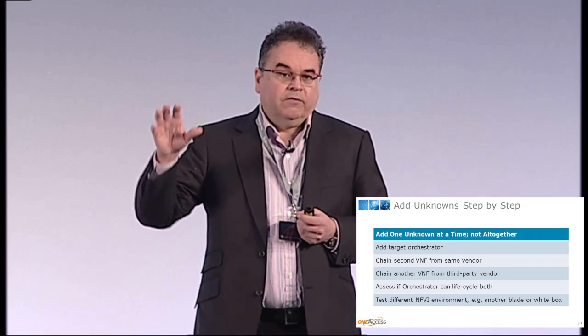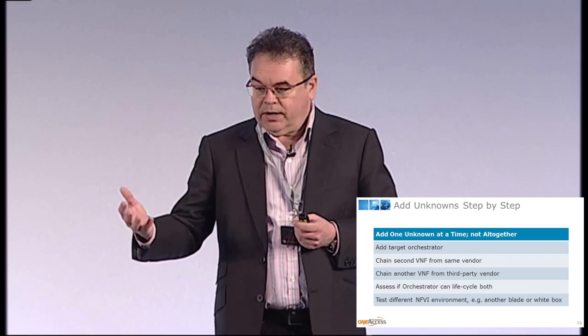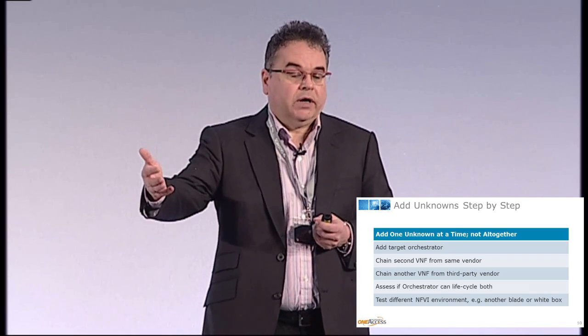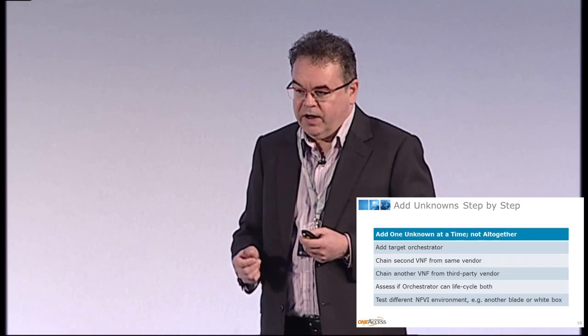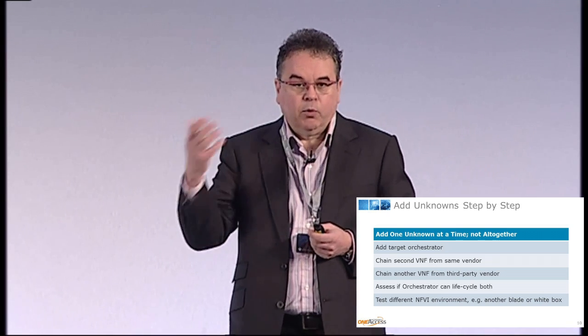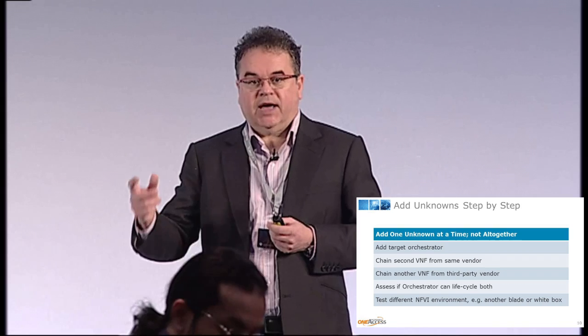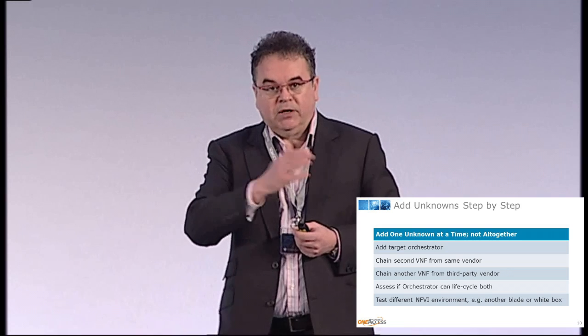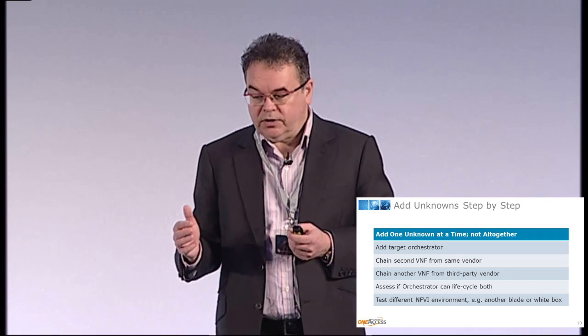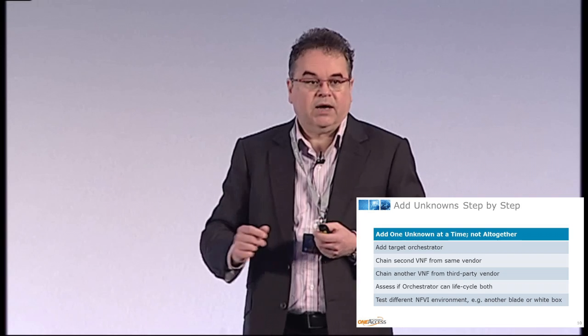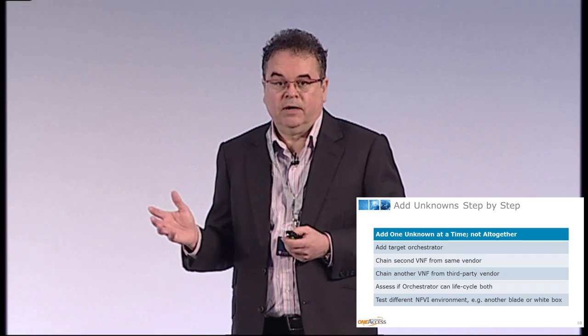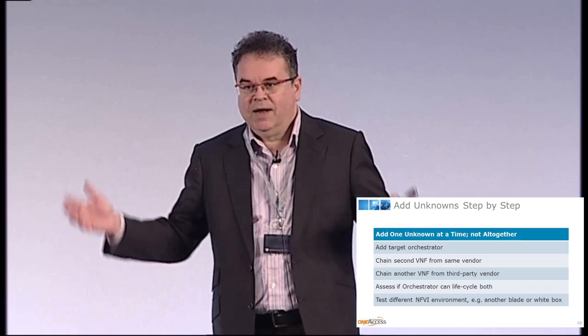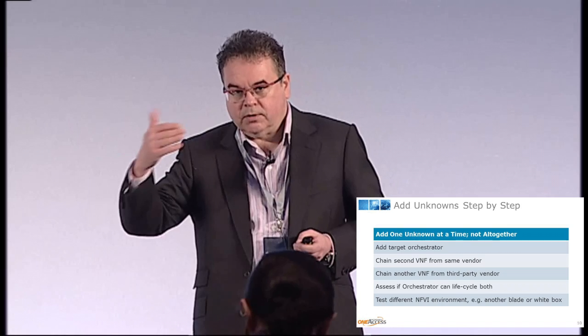Once you've got that and you've got the vendor's functions up and running, then add the target orchestrator or orchestrators if they are available. If you want to test service chaining, initially test from the same vendor if they have multiple VNFs. And once that works and you've made sure that east-west communications works in the target environment, then you can chain another VNF from a third-party vendor. Don't try and do that too quickly because there are too many issues to solve initially.